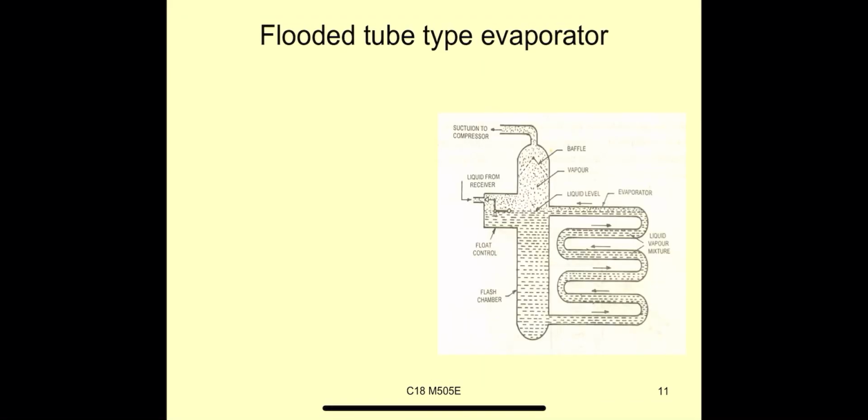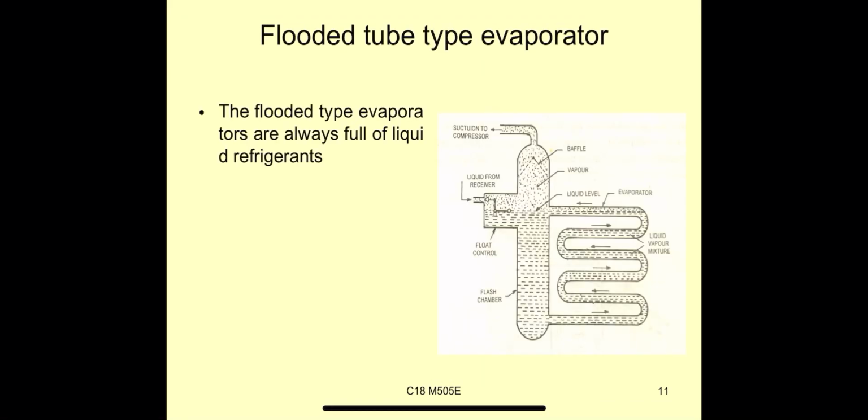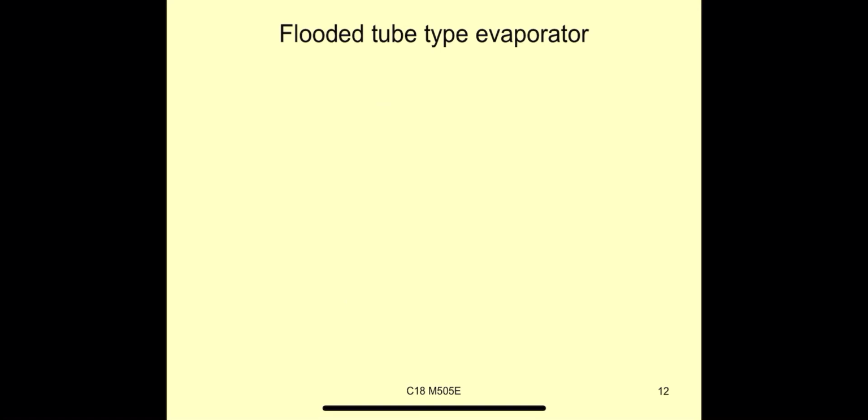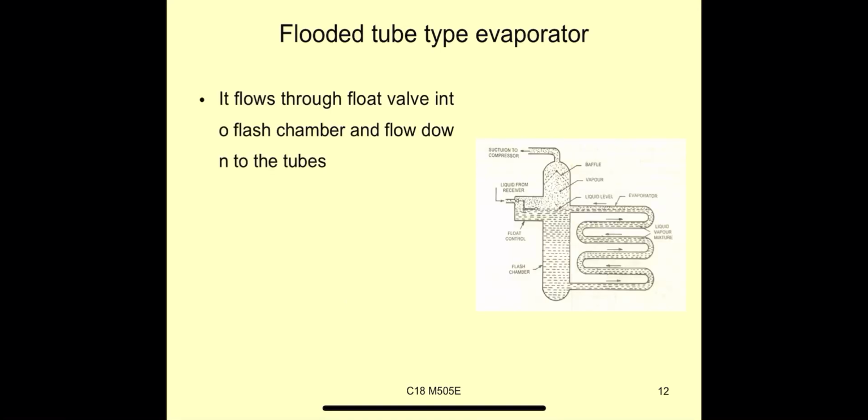Flooded tube type evaporator. The flooded type evaporators are always full of liquid refrigerant. The level of liquid refrigerant is always maintained constant by a float valve. The liquid refrigerant enters the evaporator, flows through the float valve or flash chamber, and flows down to the tubes.